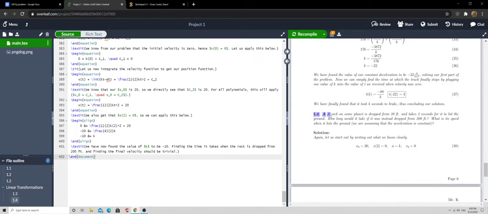So it's problem 1.4. A rock on some planet is dropped from 20 feet. It takes 2 seconds for it to hit the ground. How long would it take if it was instead dropped from 200 feet? What is the speed when it hits the ground? We're assuming the acceleration is constant.